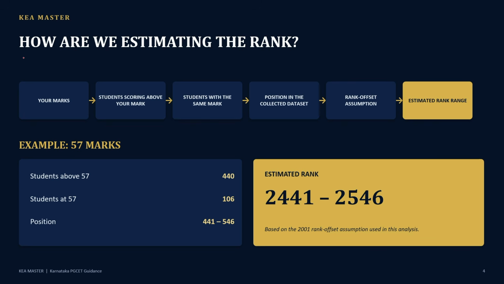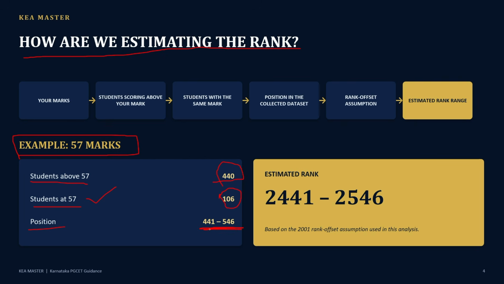Let's take 57 marks as our example. According to the data, 440 students scored more than 57 marks. So the first student with 57 marks will come after those 440 students. Then there are 106 students who scored exactly 57 marks. So these students occupy position 441 to 546 in this data set.